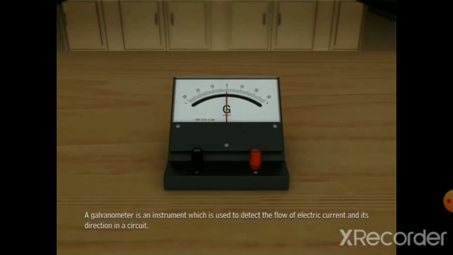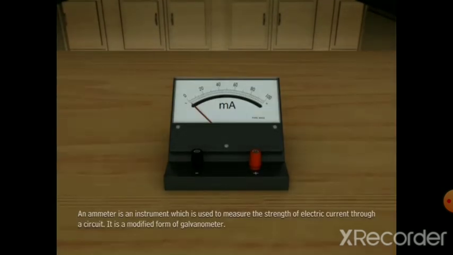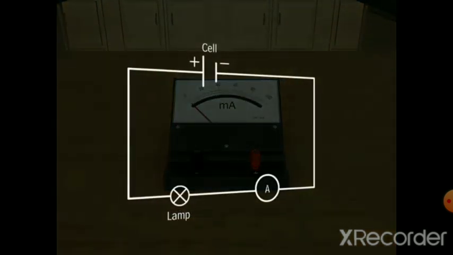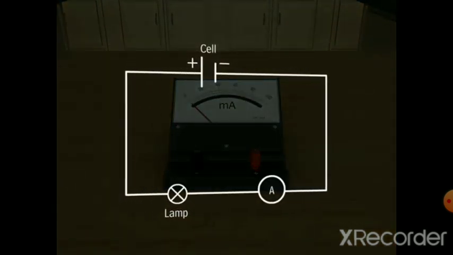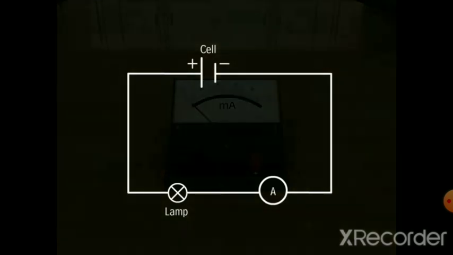A galvanometer is an instrument which is used to detect the flow of electric current and its direction in a circuit. An ammeter is an instrument which is used to measure the strength of electric current through a circuit. It is a modified form of galvanometer. An ammeter is always connected in series in a circuit.